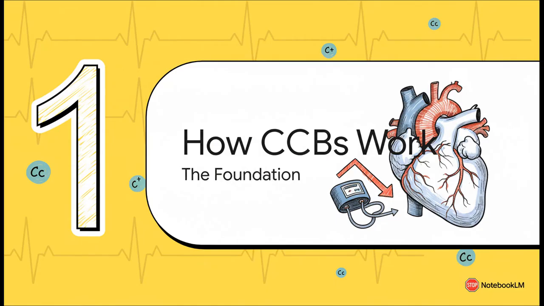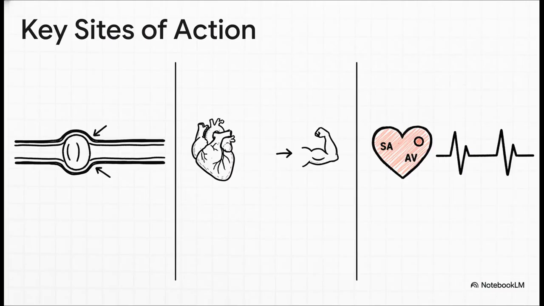So, where exactly are these drugs doing their thing? It's not just in one spot. And for the NCLEX, you really need to know the 3 key places they work, because that's what explains all the therapeutic effects and all the side effects we're about to get into. First up, the vascular smooth muscle, basically the muscle lining your arteries. When you block calcium here, those arteries relax and widen. That's vasodilation, and poof, blood pressure goes down.